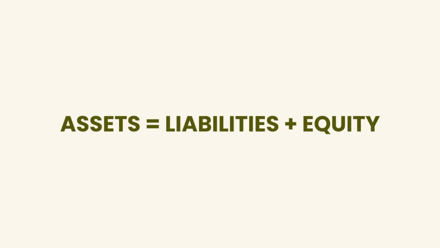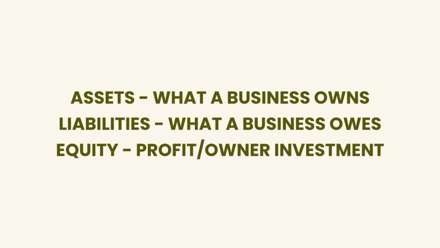This is the system that keeps your books balanced and ensures that every financial transaction is recorded properly. Double entry accounting is built on the accounting equation, which states that assets equals liabilities plus equity. This equation represents the financial position of a business at any given time, ensuring that everything the business owns, its assets, is funded either by what it owes, its liabilities, or by the owner's investment and profit, its equity.